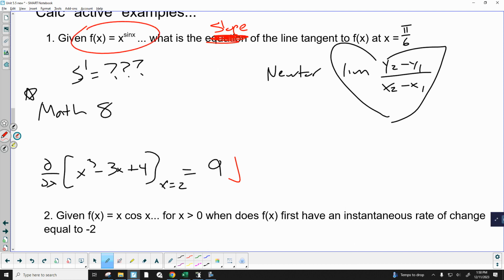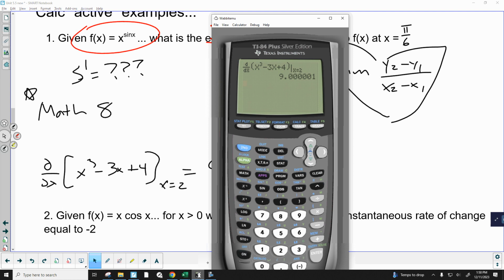I don't know the derivative of x to the sine x. You could plug in math 8. It has to do with x to the x as being the parent function. I honestly don't know what the derivative of x to the x is. It's something I could look up.